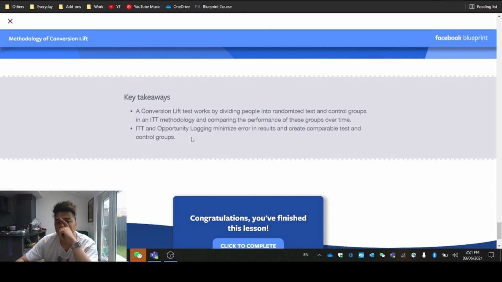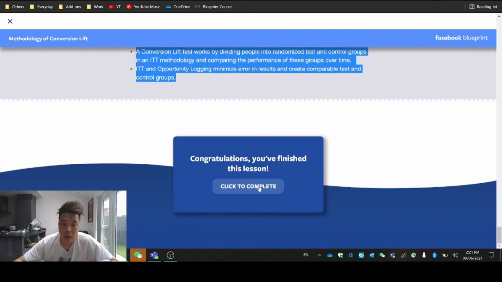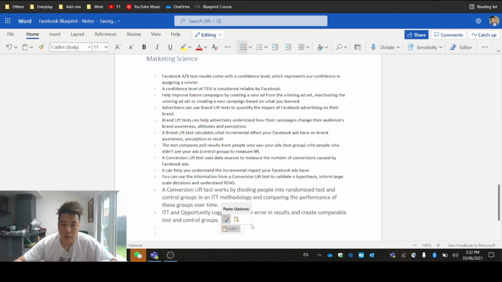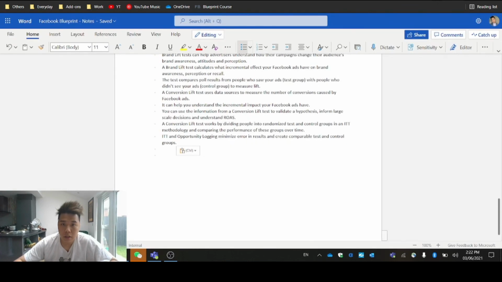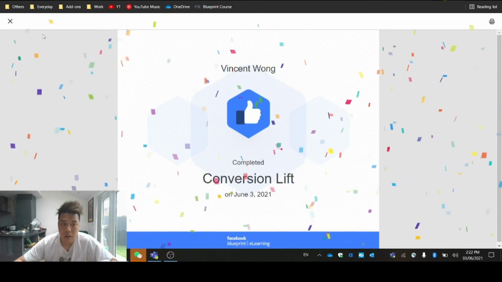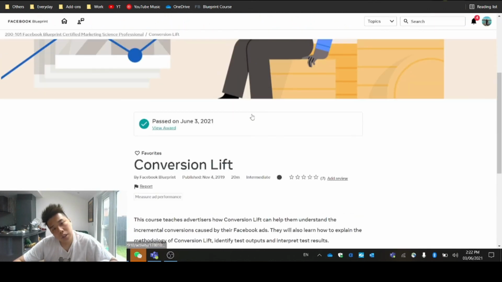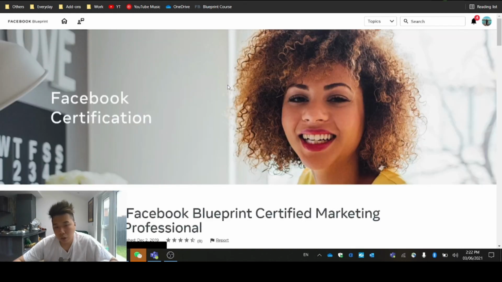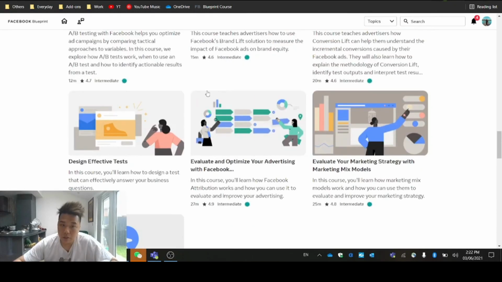Lift test was divided by the people in front. Okay, so we've done the conversion lift test as well. Let's just call a break.